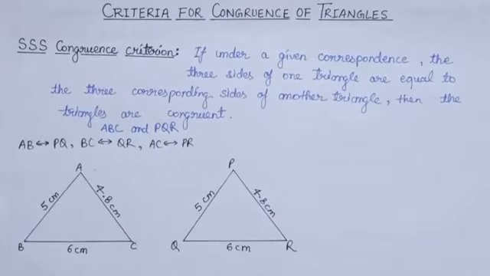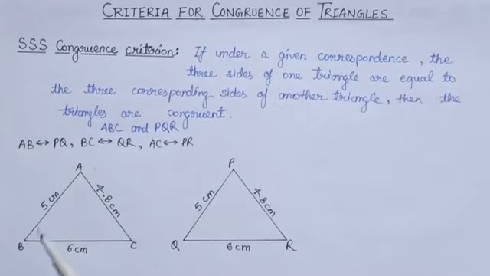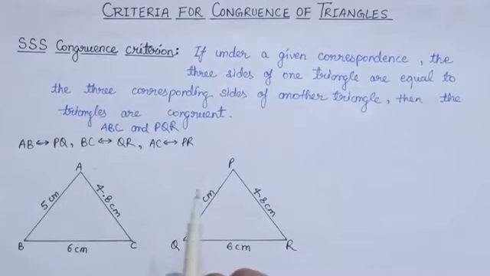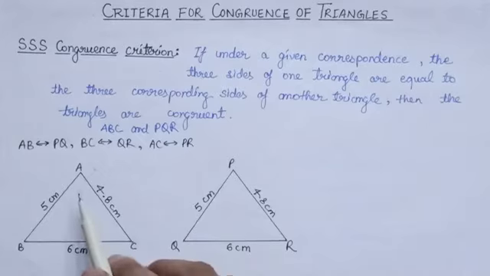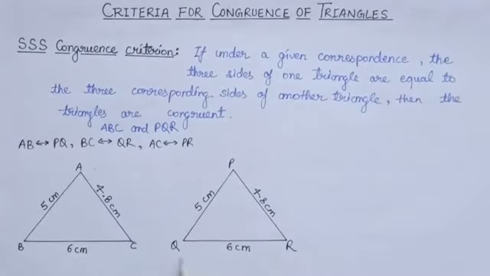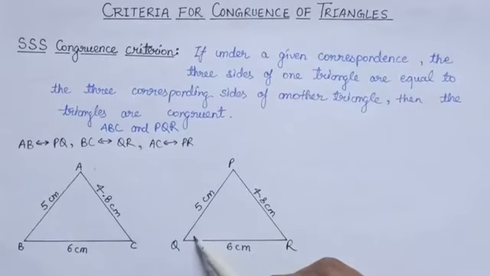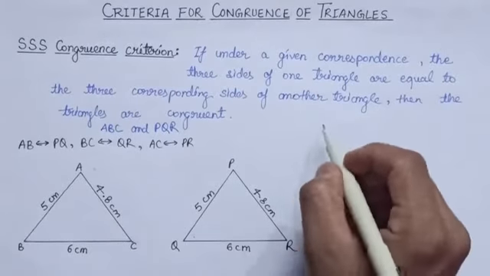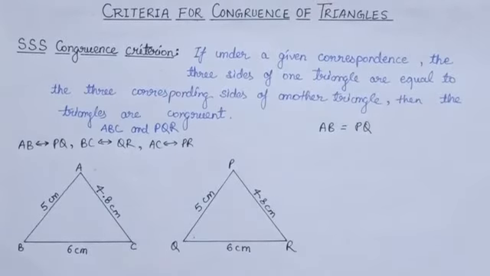So what does SSS congruency mean? This congruency tells that two triangles are said to be congruent by this criterion if the corresponding sides of these two triangles are equal. That is, if you see the triangles ABC and PQR, the corresponding sides are AB and PQ. Both the sides AB and PQ have the same length, 5 centimeter. Hence, we can say AB is equal to PQ.